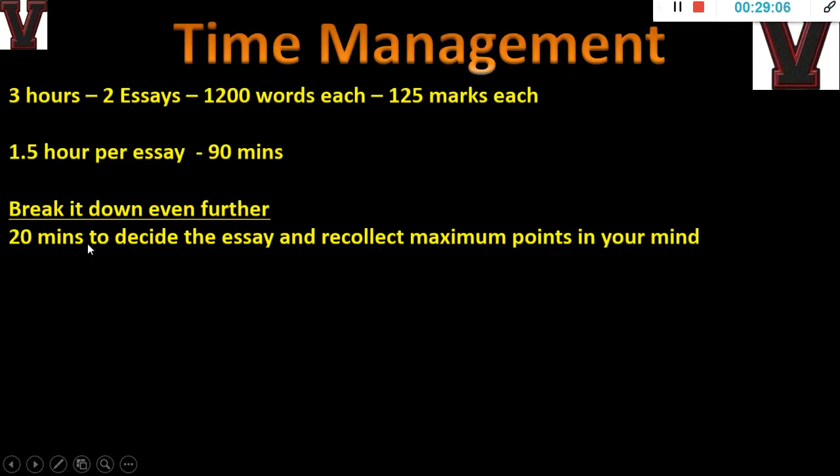20 minutes to decide the essay and recollect maximum points in your mind. Like you are reading the four essays in Section A, and you are confused. So take 15 to 20 minutes fully to read them one by one. When you read, your mind will go wild, thinking of a lot of points. For the first topic maybe 7 points will come, then 10 points, 12 points. So do that exercise for 15-20 minutes.